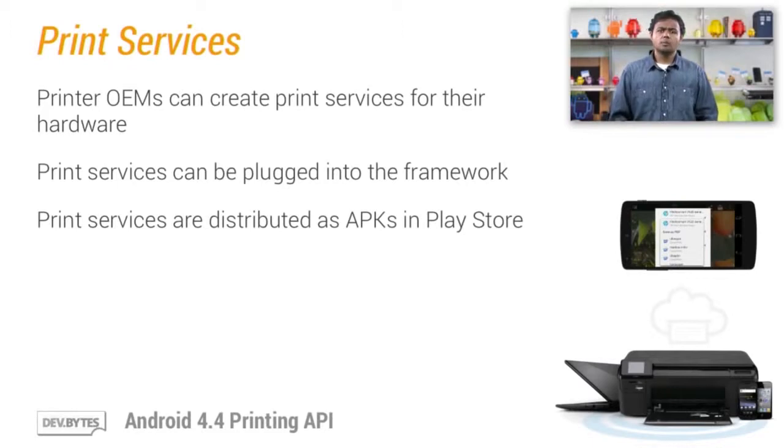Print services are pluggable components that contain vendor-specific logic, services, and so on. These are managed by the system and are responsible for discovering printers, interacting with them, and reporting their state about what's going on with the print jobs. As a printer OEM, you can use the print service framework to provide interoperability with your printers from Android devices. And this is really important. You can build and distribute these services as APKs, which users can install on their devices, and they can be updated over the air via the Play Store, which is pretty awesome.